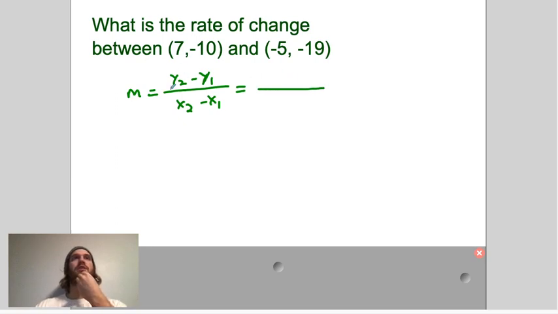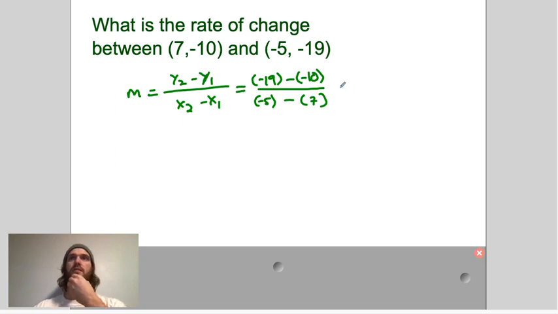For y2, here's point 1, here's point 2. That's negative 19 minus y1 is negative 10. So make sure, I did those parentheses on the first example because it really helps you think about copy and pasting and ignoring that minus sign there. Okay, on the bottom, x2, that's going to be negative 5. And then x1 is 7.